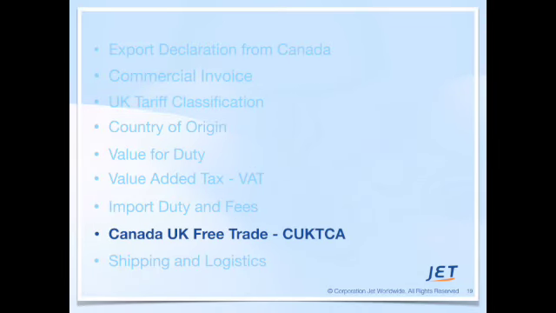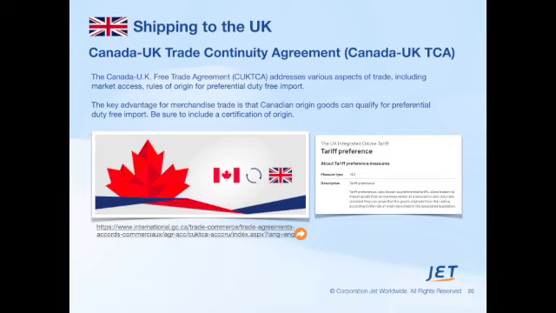The Canada-UK Free Trade Agreement, UKTCA. The Canada-UK Trade Continuity Agreement, or UKTCA, has been enforced for several years. The agreement facilitates all aspects of trade between Canada and the United Kingdom. The key advantage for merchandise or goods is that Canadian origin goods can qualify for duty-free import, and vice versa. Be sure to include a certification of origin if you're requesting preferential duty-free import.